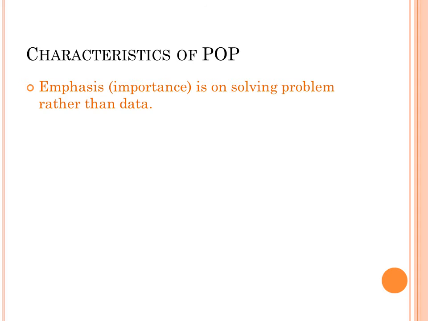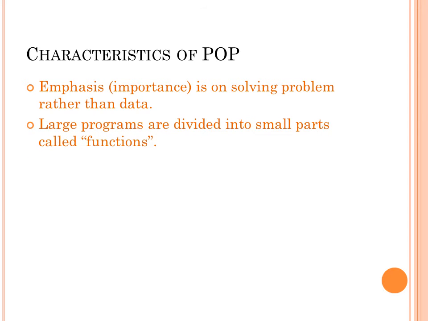Hence, the importance given in procedure oriented programming is only on solving the problem but not on data. So that is the first characteristic. Then we all know that programs in procedure oriented programming are divided into a number of small parts, because in order to reduce the complexity of the program, we cannot go on dumping everything in the main program. Hence we divide it into a number of smaller parts or independent modules called procedures. They are also called subfunctions or functions. So that is the second point.